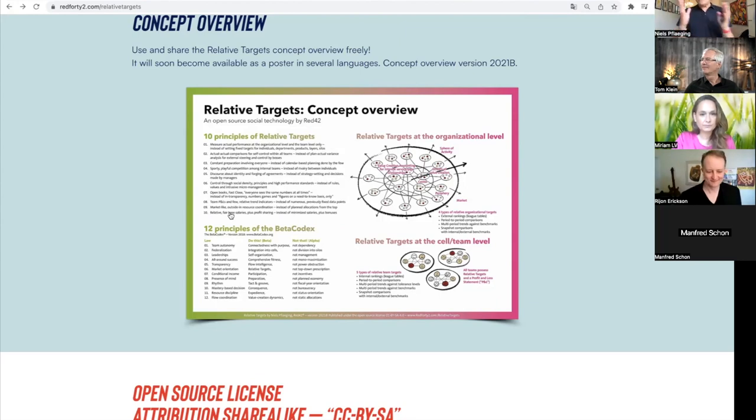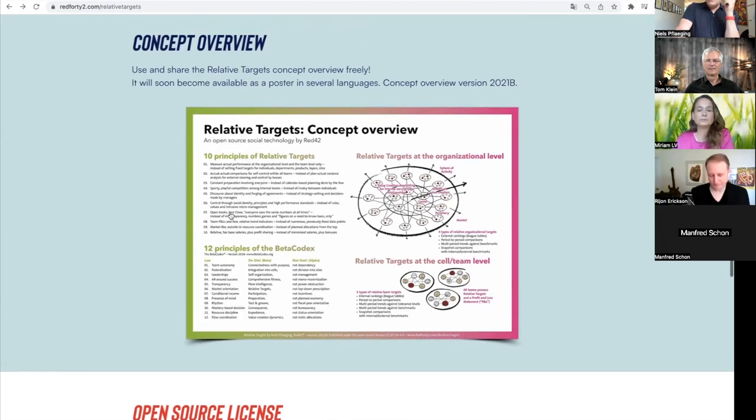Yes, so the idea of open source is free sharing. Anybody can use, any organization can do relative targets. Anybody can create a consulting business around relative targets, and so on and so forth. You just have to credit the original source, refer to the original link of this page here, red42.com, relative targets, and keep the thing open source.